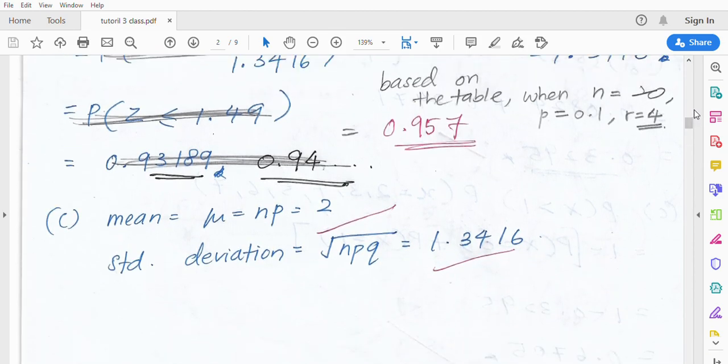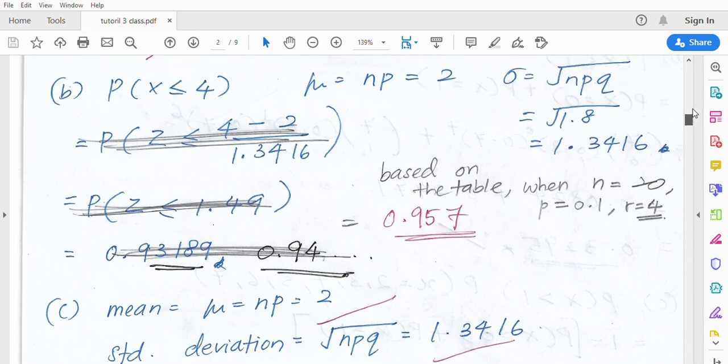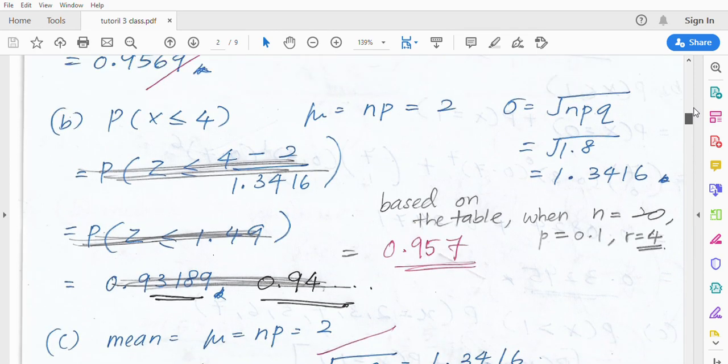So C is to calculate the mean and also the standard deviation of the random variable x. The mean uses the same formula as number 1, np, so based on the information we will get 2. For the standard deviation, we use the square root of npq, and we get the answer 1.3416. The q will be 1 minus 0.1, which is 0.9.